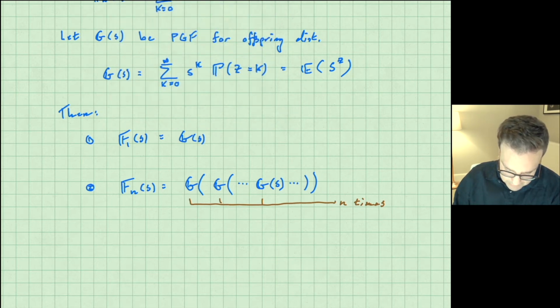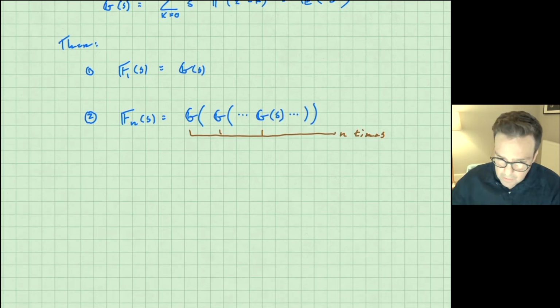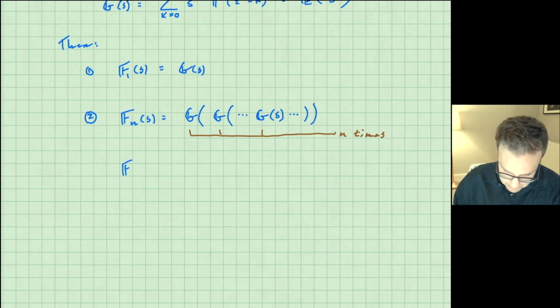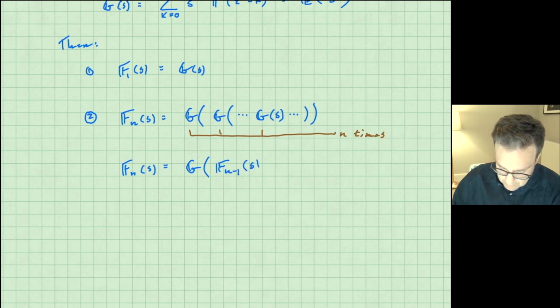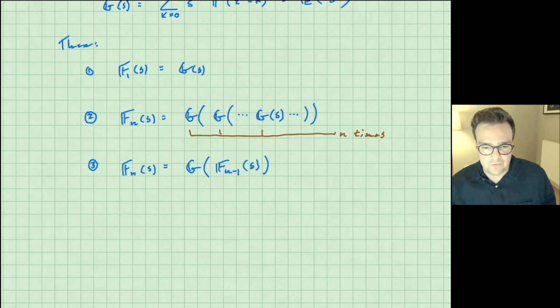Each of these is some relationship between the PGF for Z and the PGF for X sub n. And then part 3 says that F sub n evaluated at S is equal to G, where its argument is the previous F, F sub n minus 1, evaluated at S. Those are the 3 parts of our proposition.